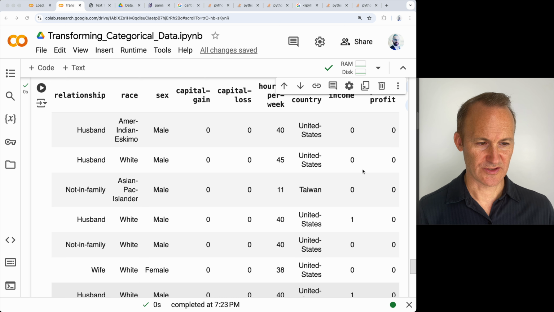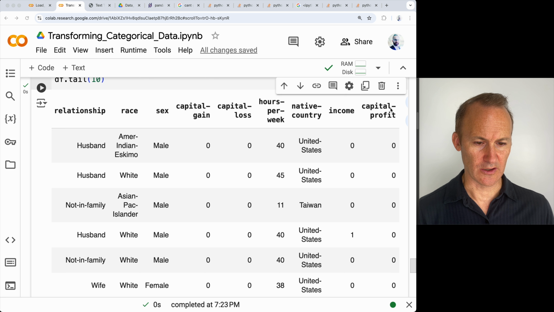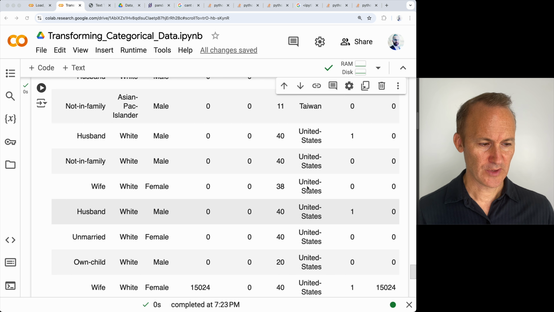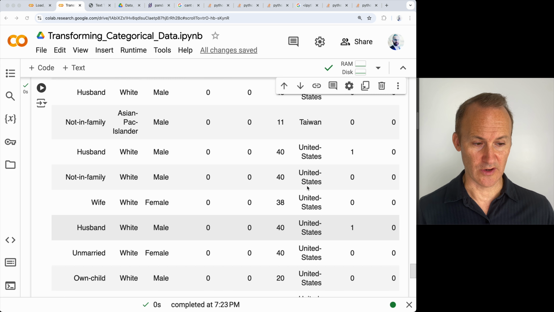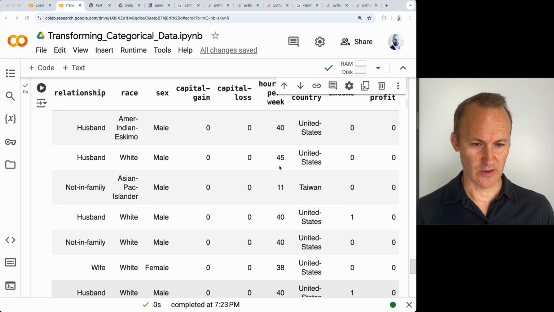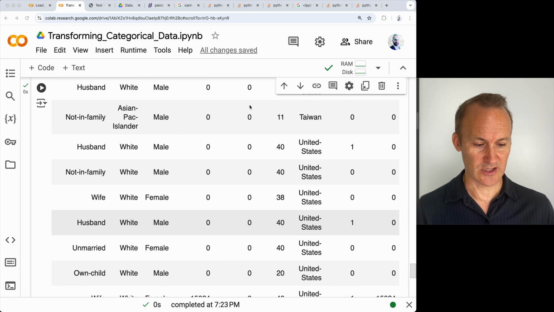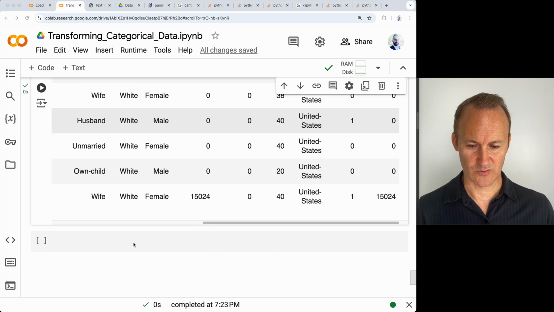Okay, we've got this new capital profit column here, and it's only shown in one value where there's a capital gain on the bottom. So let's narrow the data frame by, say, looking at where the capital loss is greater than 0 to confirm that it in fact is working there.